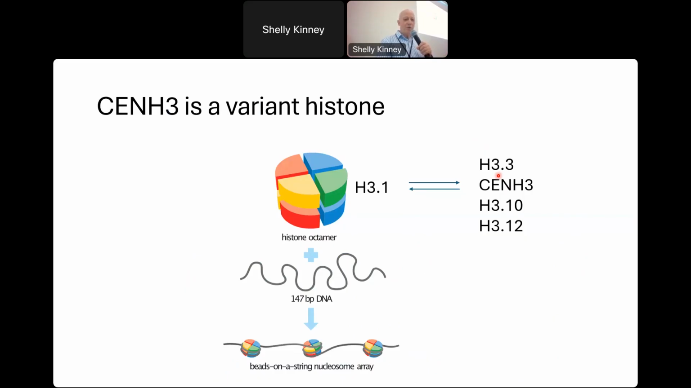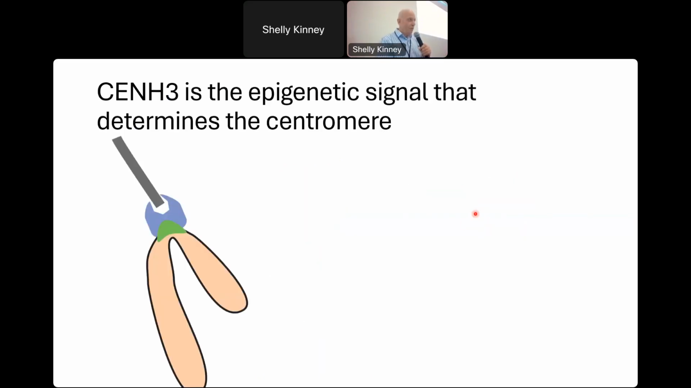Just to remind you, histones are part of the nucleosome, and although there are canonical histones, some of them can be substituted by variant histones such as SNH3. And the importance of the variant SNH3 is that it is the epigenetic signal that determines what position of the chromosome will become the centromere. And the place where SNH3 is present in chromatin is recognized, and a kinetochore is built upon it.